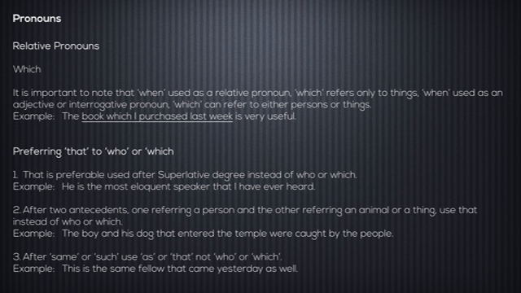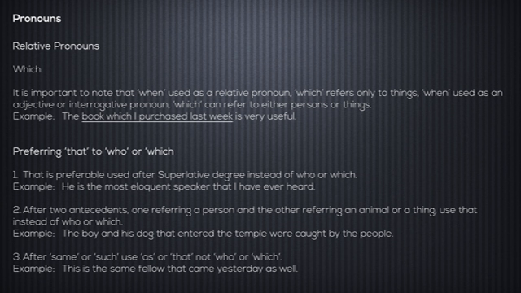Here are some rules that tell how we prefer to use that, who or which in our sentence. Rule 1. That is preferably used after superlative degrees instead of who or which. For example, he is the most eloquent speaker that I have ever heard.